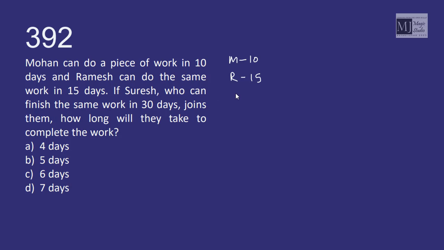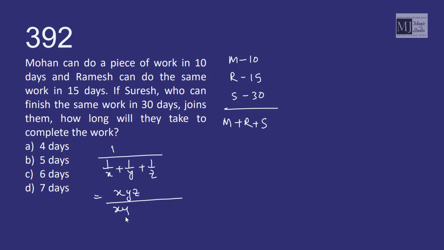If Suresh, who can finish the same work in 30 days, joins them, how long will they take to complete the work? Now this time, 3 people are working together. If 3 people are working together, time taken would be 1 upon 1 by x plus 1 by y plus 1 by z. On solving, we'll get xyz upon xy plus yz plus zx. That means product divided by sum taken 2 at a time.